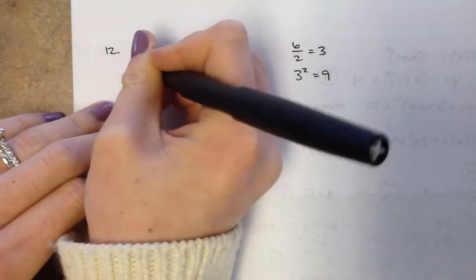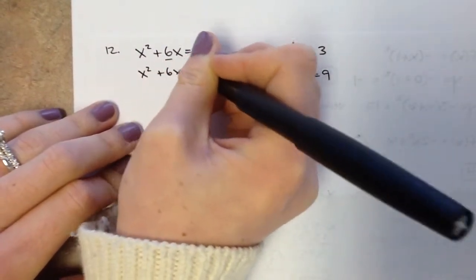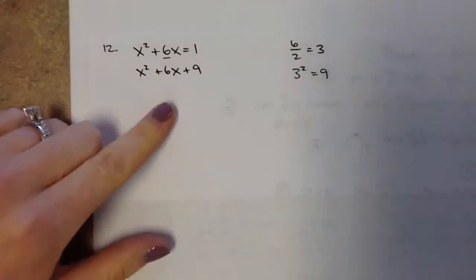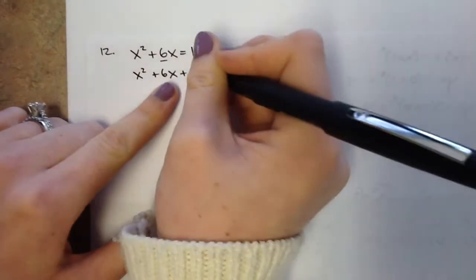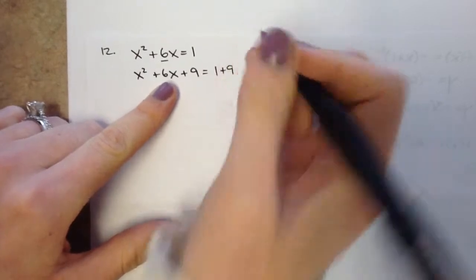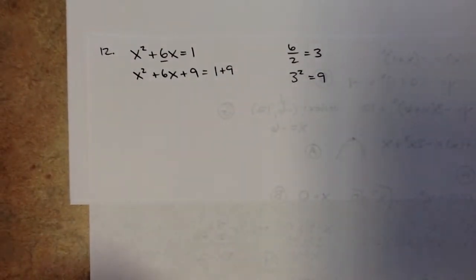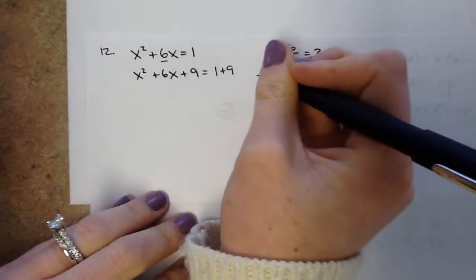So what I would do is I know that adding a 9 right here would make this a perfect square trinomial. What I need to do to keep it balanced is I also need to add a 9 to the other side. And so that exact step is laid out in letter J.